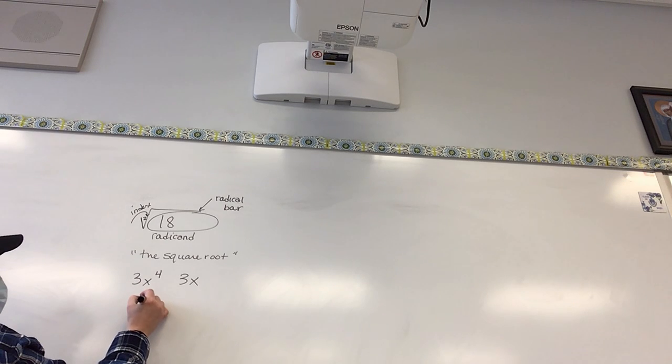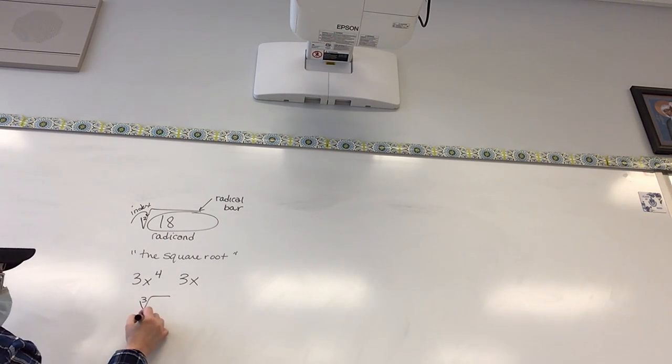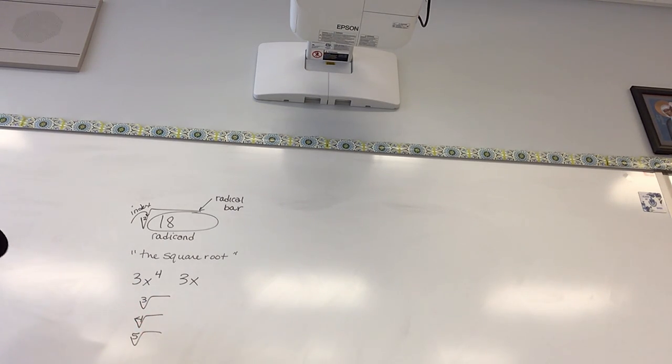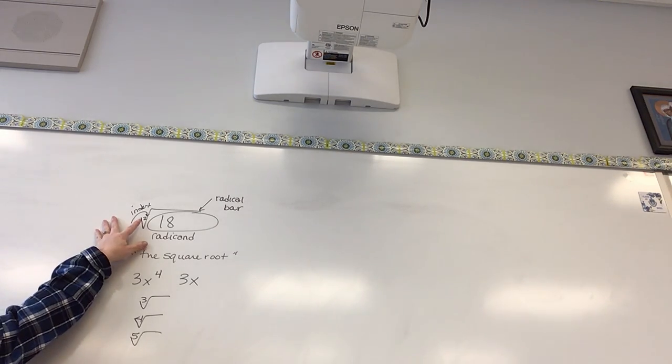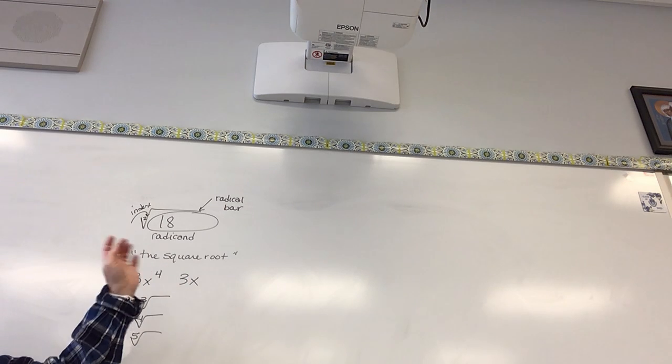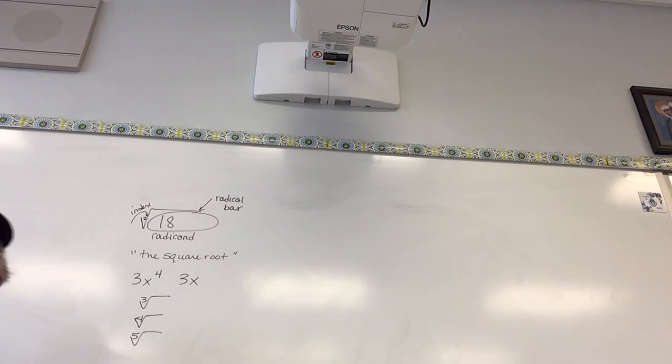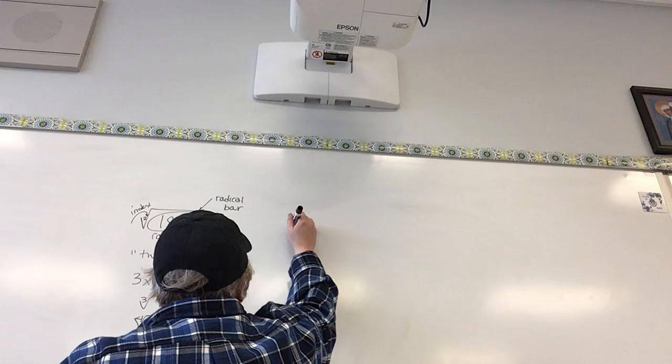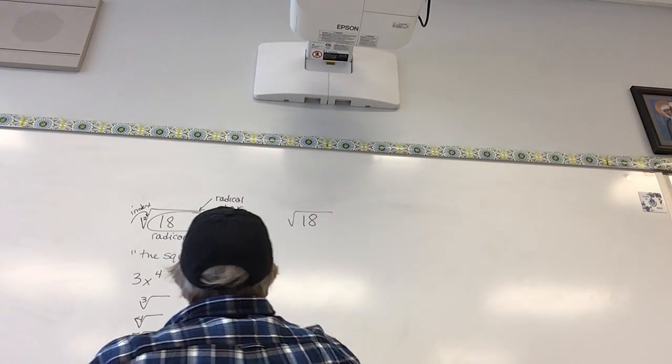They do write it if it's the cube root or the 4th root or the 5th root, etc., etc. But if nothing is there, the number is a 2 and we read it as the square root. Okay, new or not new? Not new. All good? Okay, so you don't have to put the 2 in. So now let's look at the square root of 18 Mrs.